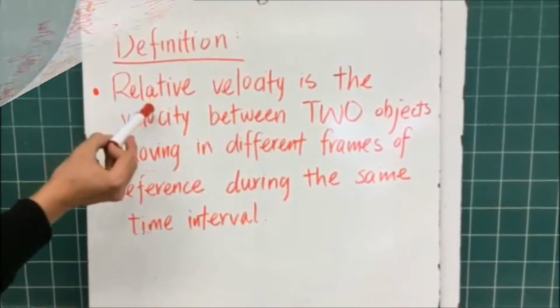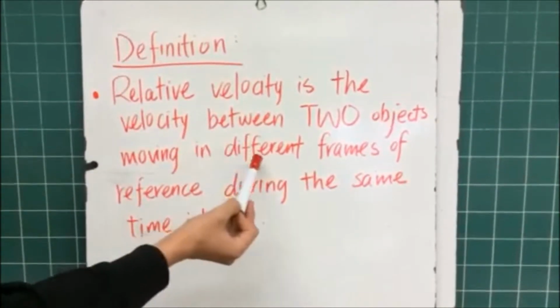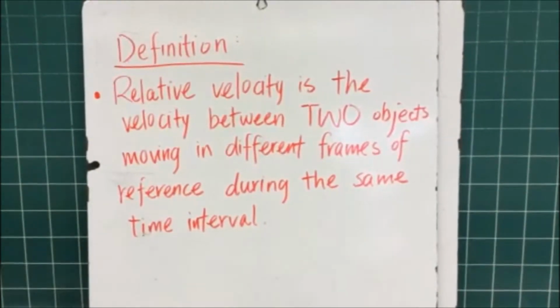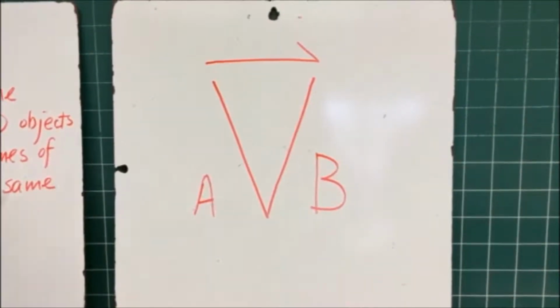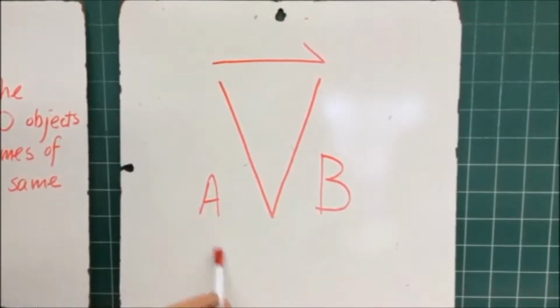Definition. Relative velocity is the velocity between two objects moving in different frames of reference during the same time interval. This helps us describe and compare how one object is moving relative to another. We can use vector notation to represent the velocity of object A relative to object B.